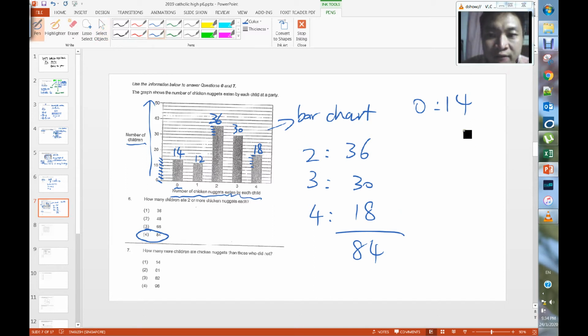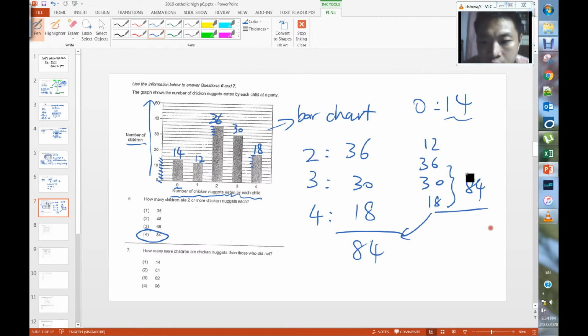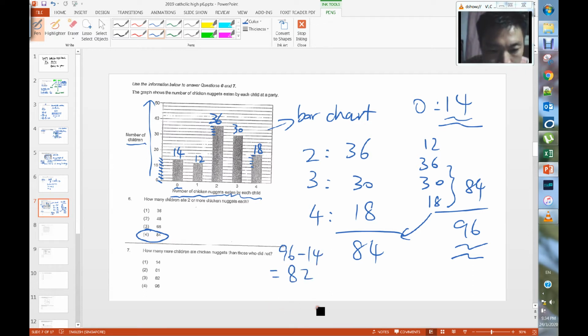Okay, so you have 14 children who ate 0 chicken nuggets, and then you have 12 plus 36, 30, and 18. So you know that these 3 add up to 84, right? Which is calculated here. So 12 plus 84 gives you 96. So you just compare the difference between 14 and 96. So you do 96 minus 14, and you should get 82. So you should choose option 3 for question 7.